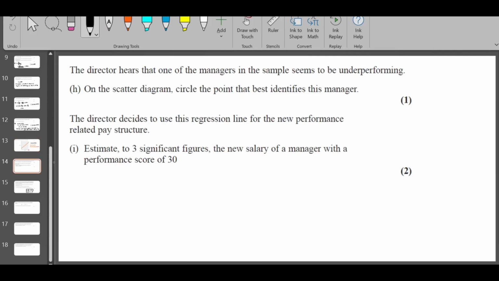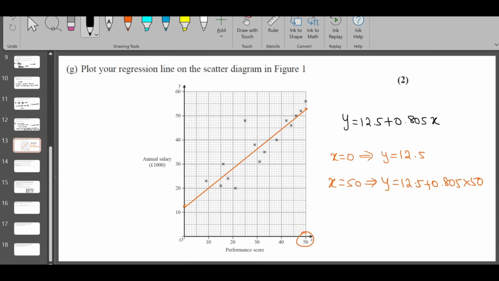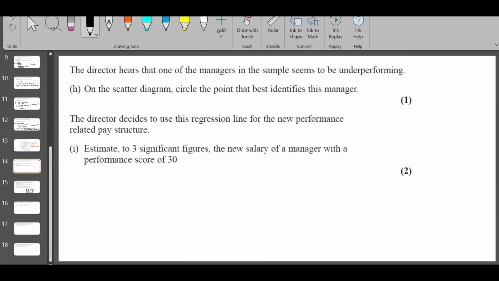The director hears that one of the managers in the sample seems to be underperforming. On the scatter diagram, circle the point that best identifies this manager. Look at the scatter diagram. All the points are closer to the line. There are 2 points that are not closer to the line, right? But here, his performance score is this, his salary is this, right? But for this point, the salary is very high, but the performance score is not that high, right? So that's the point actually. So you need to circle this point. You'll be given 1 mark for that.